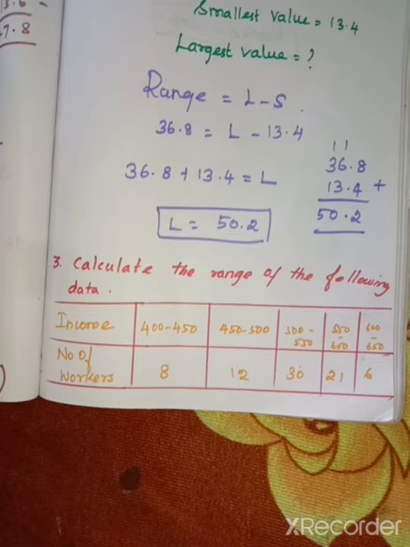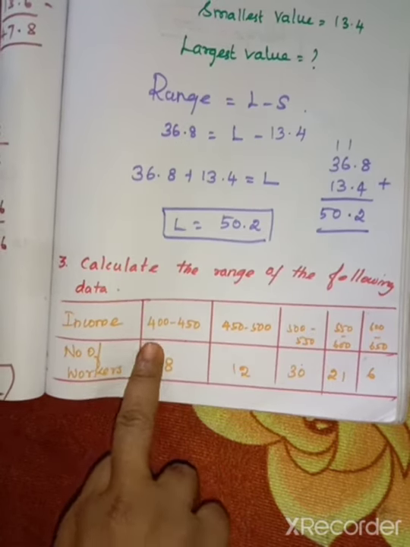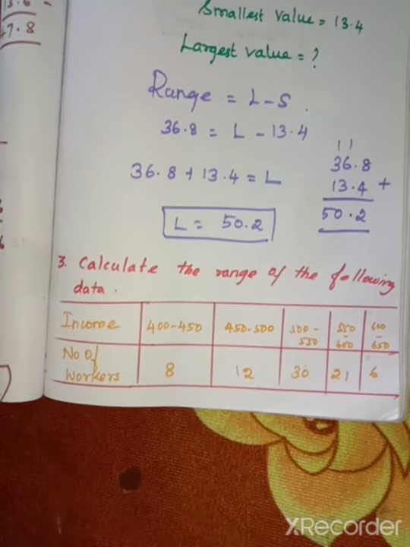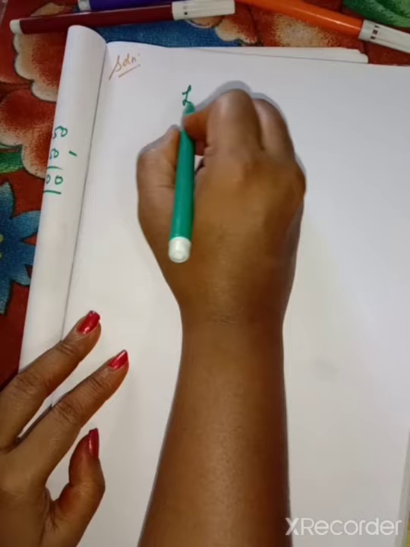18 in that box, the work is 0. Like that, we have to take that 18 as the smallest value. We didn't take the 16 as the smallest value. So here the number of workers is 8, so the smallest value is 400. So we want to write the largest value.